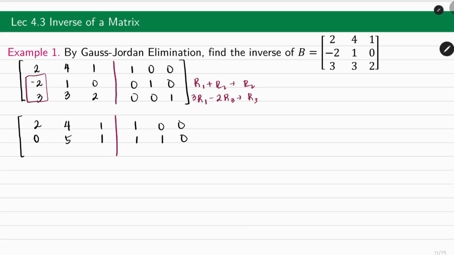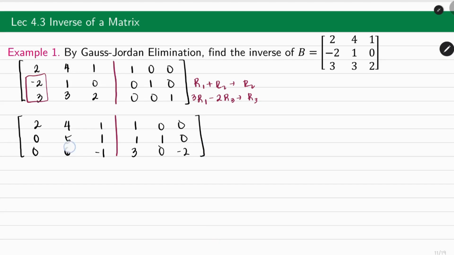Okay, for the third row, 3R1 minus 2R3, we have 0. 12 minus 6, you have 6. And then 3 minus 4, negative 1. 3. Okay, and then here, 0, 0, 0. 3R1 minus 2R3, you have negative 2.